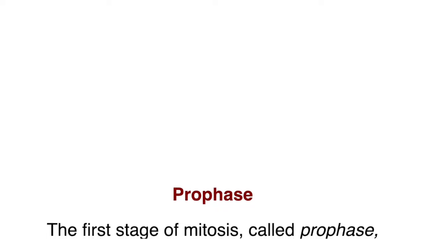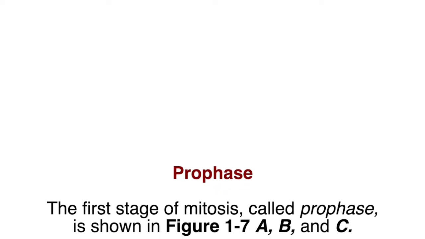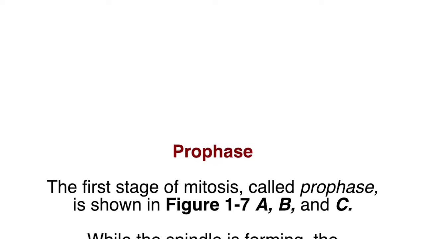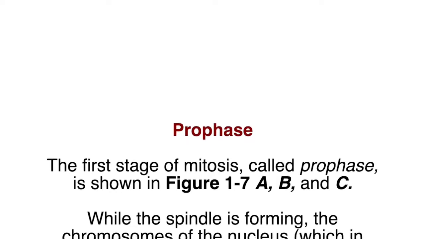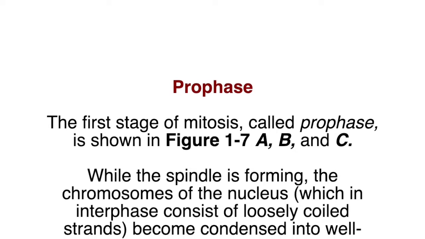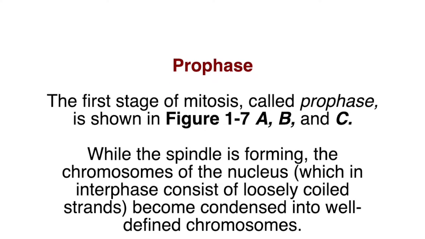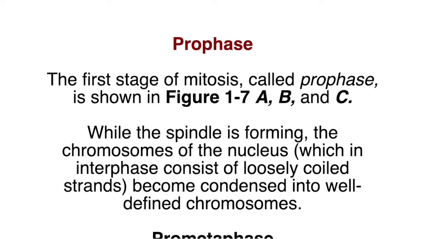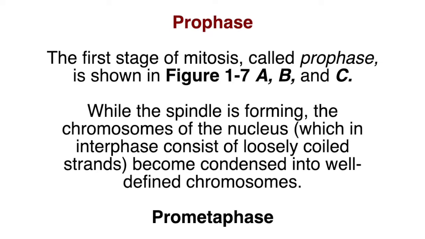Prophase. The first stage of mitosis, called prophase, is shown in figure 1.7 A, B and C. While the spindle is forming, the chromosomes of the nucleus, which in interphase consist of loosely coiled strands, become condensed into well-defined chromosomes.